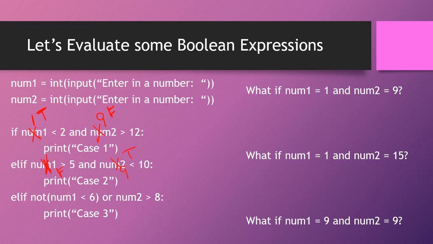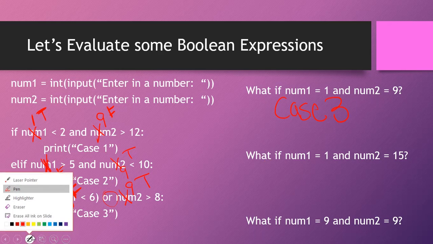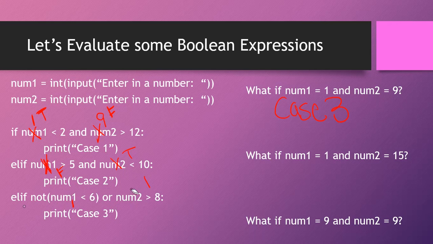Oop, I got a not on this, so it's going to be a little different. So I got 1 is less than 6. That would be true, but since it's a not, this would be a false statement, right? And is 9 greater than 8? Yes, that would be true. Now I have false or true. Since it's an or and one of them is true, we would display case 3. Okay? Let's try the next example here.